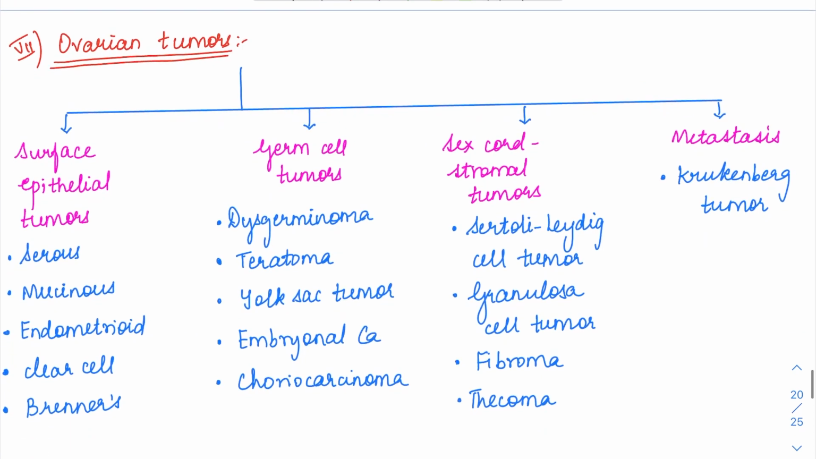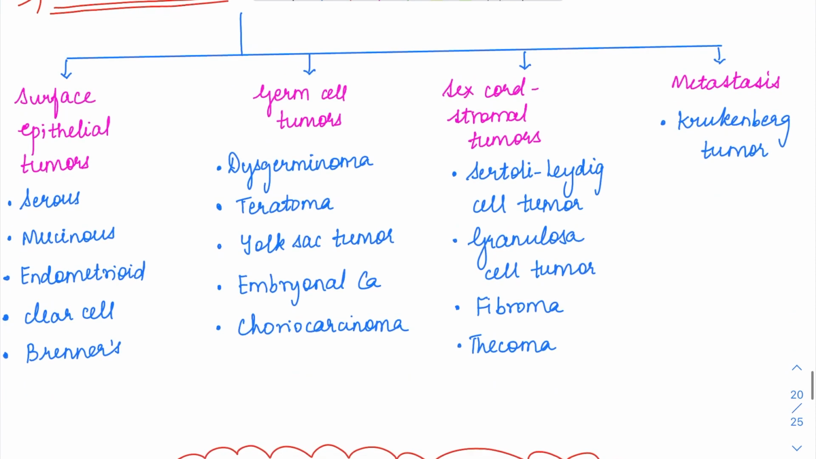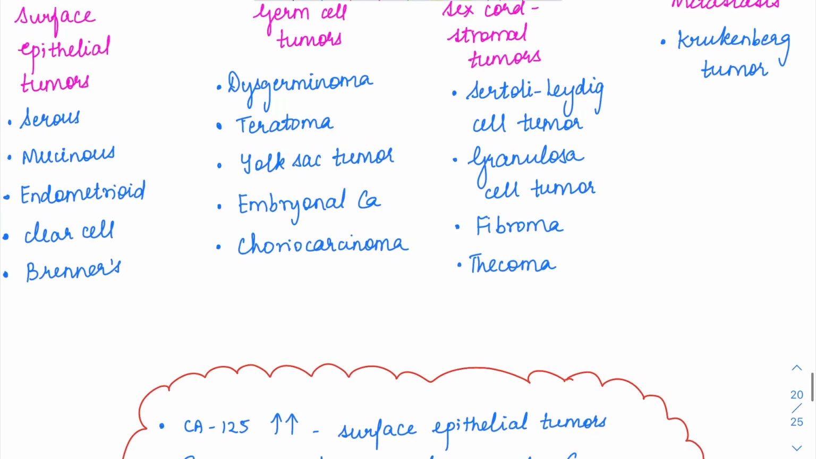Next, we'll move on to the ovarian tumors. In the ovarian tumors, we have surface epithelial tumors, then the germ cell tumors, then the sex cord stromal tumors, and metastatic tumors. So, the surface epithelial tumors are serous tumors, mucinous tumors, endometrioid tumors, clear cell tumors, and Brenner's tumor. So, each of these entities can either be a benign tumor, a borderline tumor, or a malignant tumor.